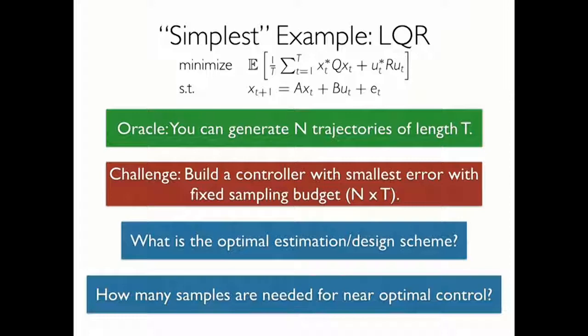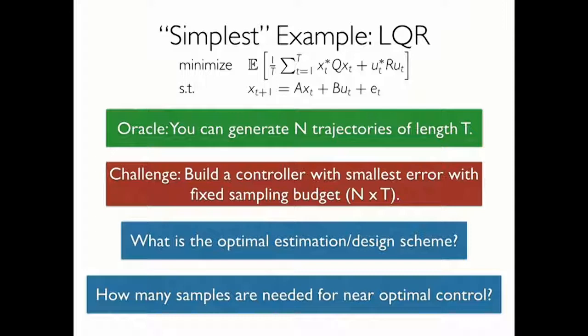If you knew the model, you could build a controller, and in particular for LQR, I can tell you what the optimal controller is. It's very easy to write down. So I want to compare my error to that best if I knew the model, given a sampling budget of n times T. And you could change these rules later. I just wanted to put ourselves in one setting for an oracle.